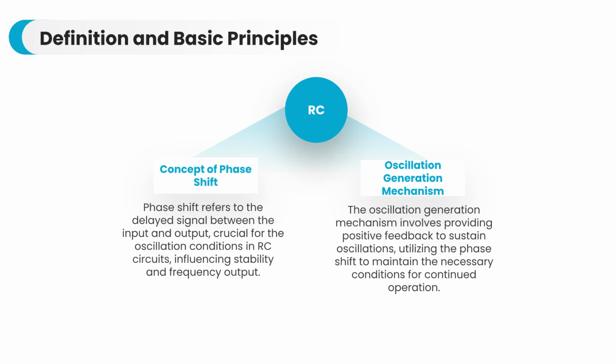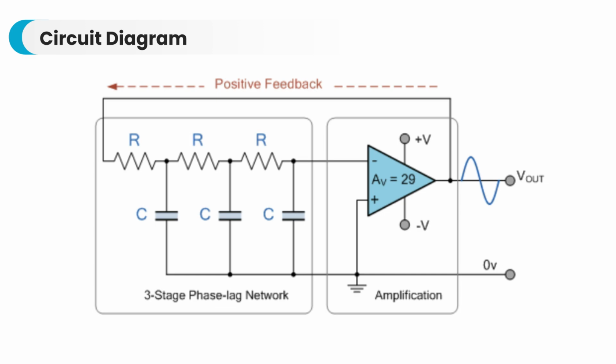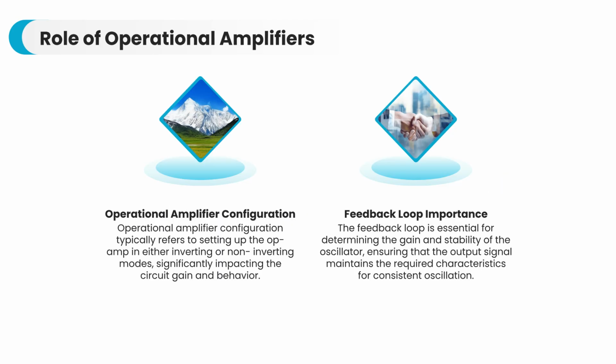We'll explore the definition and basic principles, including the concept of phase shift and the oscillation generation mechanism in RC circuits. This is a typical circuit diagram of an RC phase shift oscillator, featuring a three-stage phase lag network and an amplifier. Operational amplifiers are key components. Their configuration impacts circuit gain, and the feedback loop is essential for maintaining oscillation stability.